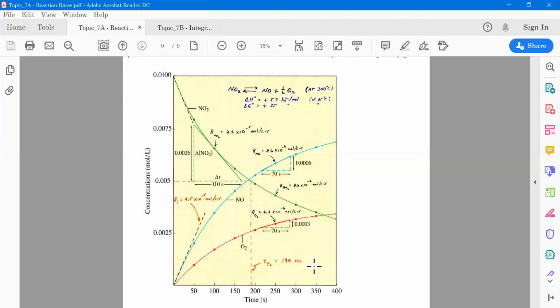It turns out that the half-life carries some important information for various kinds of reactions that are of a particular kind where the half-life is meaningful. And we'll see more about that when we talk about this next time.